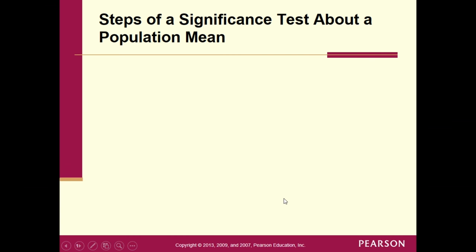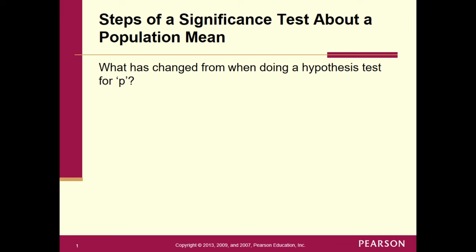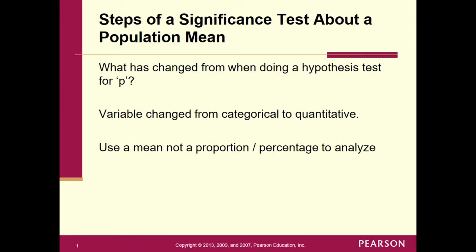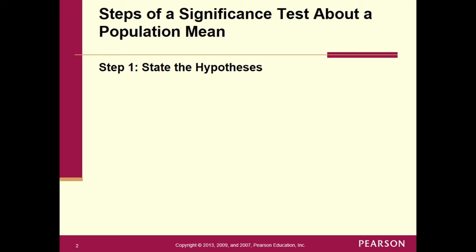Good day, everyone. So today we're going to go over section 13.2, and we're going to run a couple of significance tests for various population means. So what has changed from doing a hypothesis test for p? Well, like I've been telling you, the variable changed. The underlying variable that we collected data for went from categorical to quantitative. You use a mean, not a proportion or percentage, to analyze. So it went from categorical to quantitative.